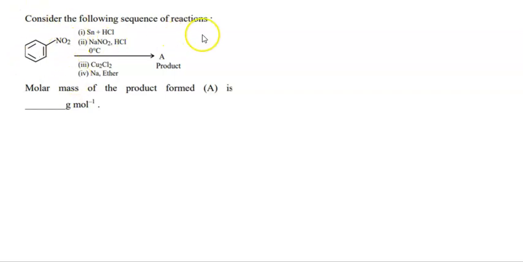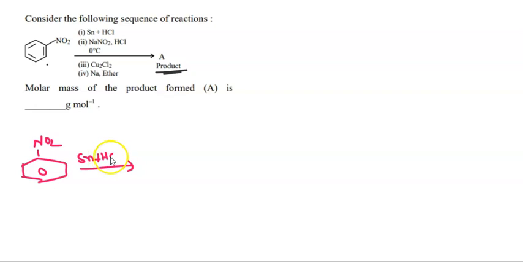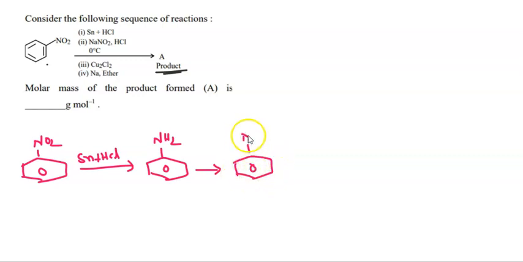So here the question is, consider the following reaction sequence. Nitrobenzene is given, Sn/HCl, NaNO2/HCl at 0 degree centigrade, Cu2Cl2 and Na in the presence of ether. Product A is formed. You have to find the molar mass of the product formed. Let us consider the nitrobenzene. Nitrobenzene reacts with tin in the presence of HCl. Reduction takes place, the nitro group is reduced, and you get aniline. Aniline undergoes diazotization to give a compound called benzene diazonium chloride.